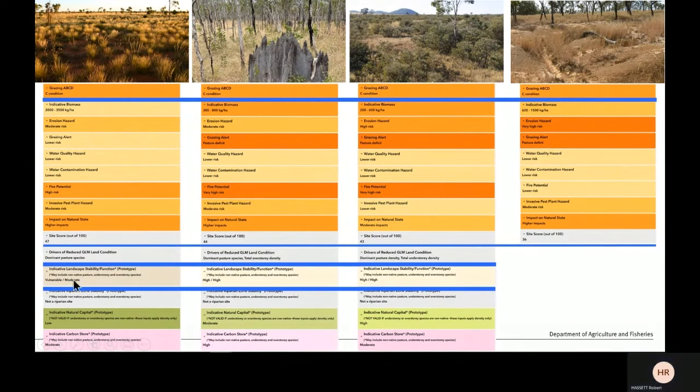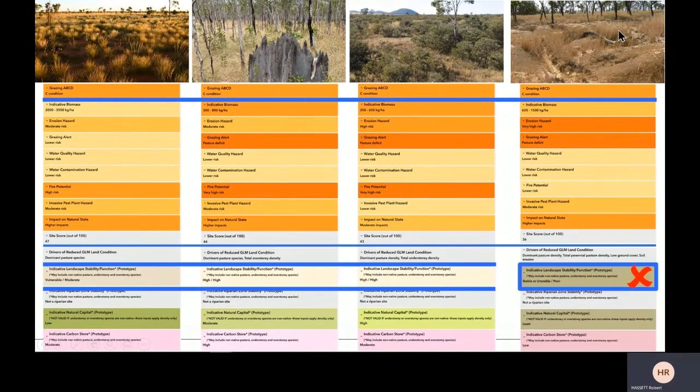And you can see the indicative landscape stability and function, that was my timer, is quite high all the way through these three particular sites. So that's a good sign, even though they're C condition in terms of the productivity focused ABCD grazing land condition framework. We can see that they're quite stable.